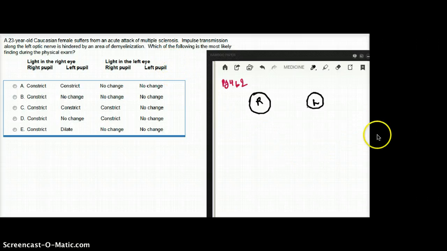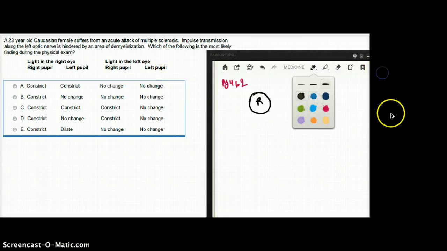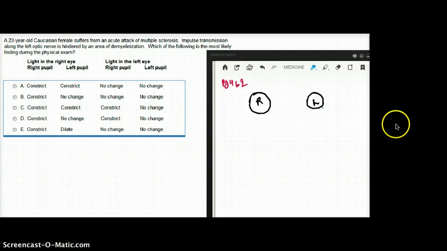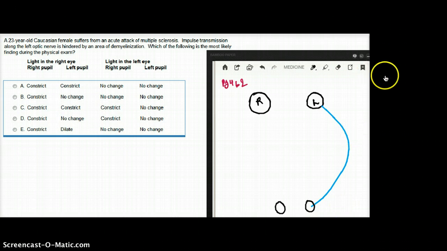So let's see, where does the optic nerve take its impulse? From the left side, the optic nerve is going to take its impulse all the way to the pretectal nucleus, like so. Just like the left side brings the impulse to the pretectal nucleus on this side, the impulse from the right side is also brought to the pretectal nucleus, like so.